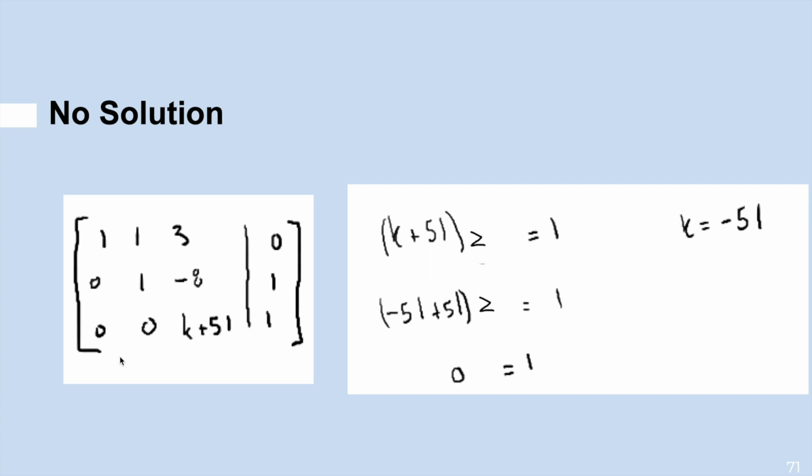Now remember, to have no solution, these three first numbers have to be 0, and this number on the right has to not be 0. So to make k plus 51 0, k has to be negative 51. So negative 51 plus 51 is 0. 0 times z is still 0. 0 is equal to 1. That doesn't make sense, so that has no solution.